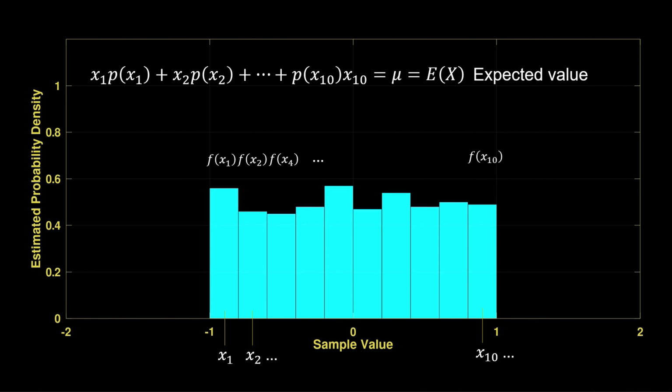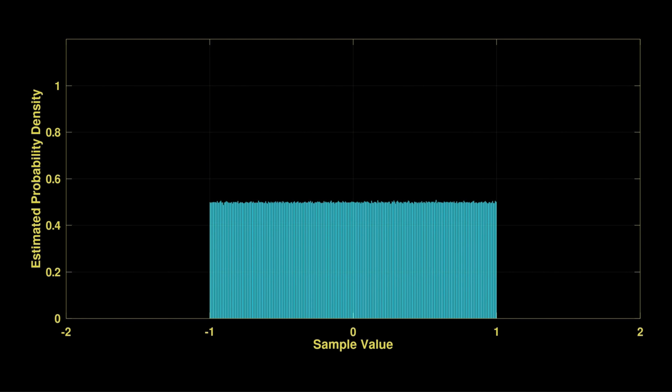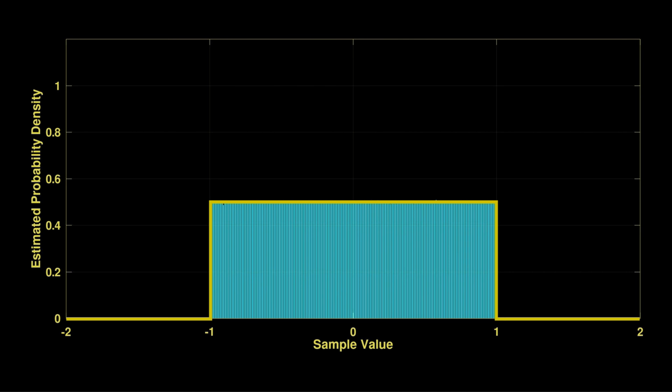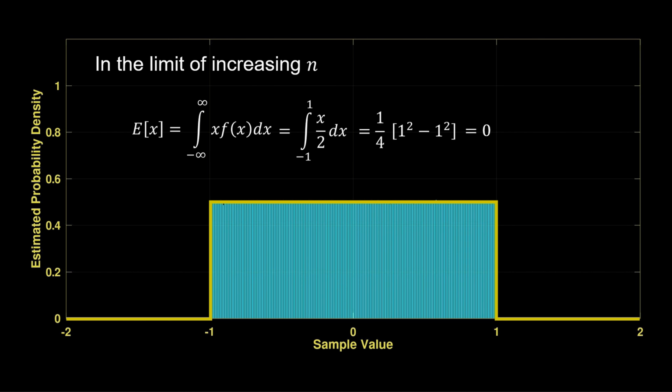This summation is essentially a discrete integration of the product of x and the PDF over the sample space. In the continuum, this is the integral of x times the probability density function over the real line. For our uniform distribution, we find our mean or expected value is 0.